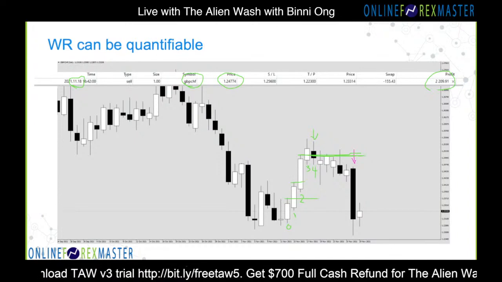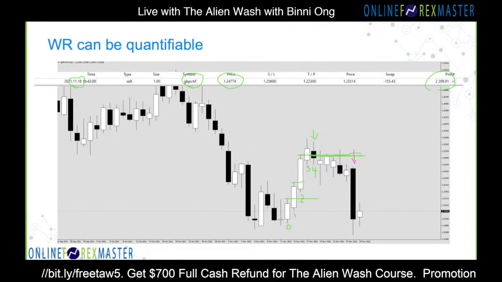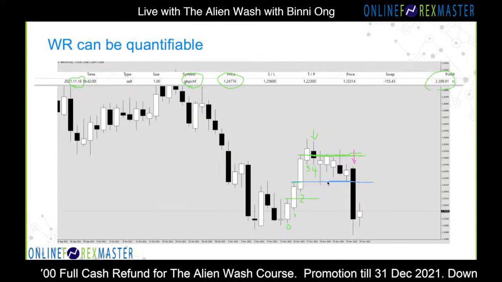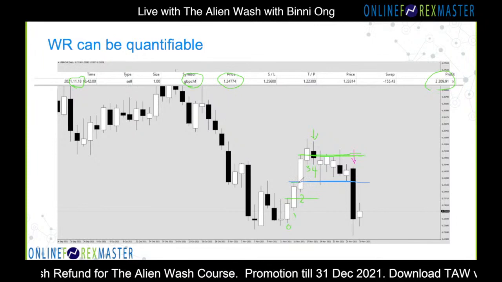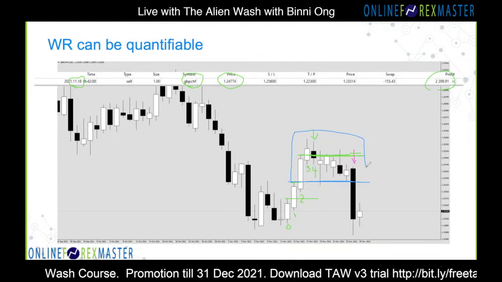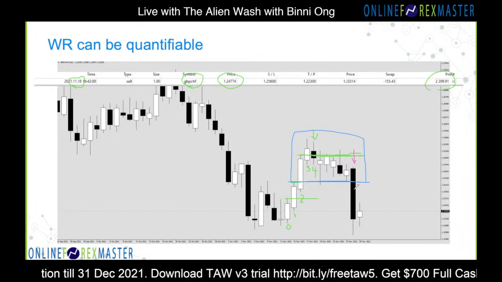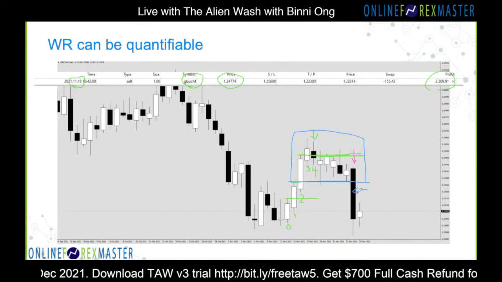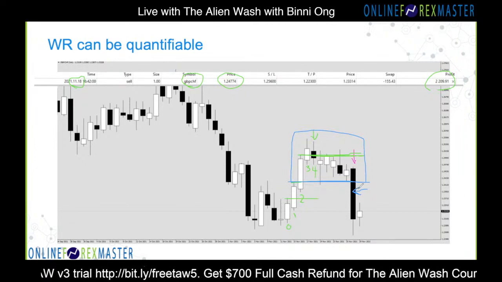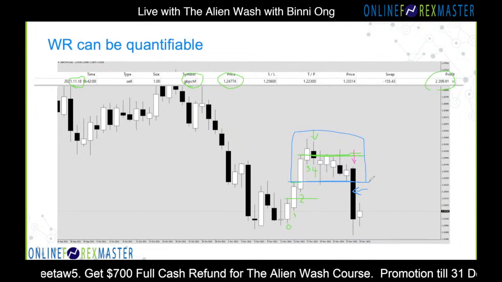Okay, so let me just ask you one more question. Now focus on the blue line that I'm going to draw in. This is the blue line here. Wash and rinse has a little bit more in terms of psychology. Now focus on the blue line into the box that I'm drawing here. When this long black candle happened, and when price was about here, can you please let me know how many days of candles have been wash and rinse?